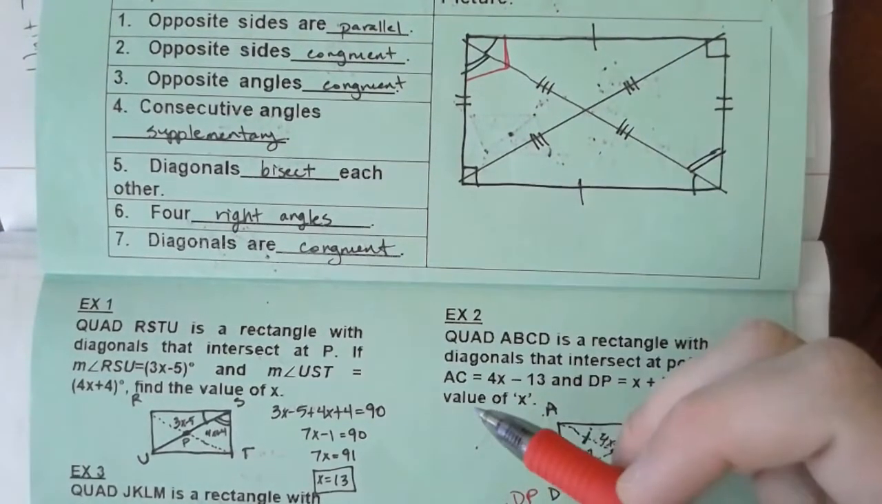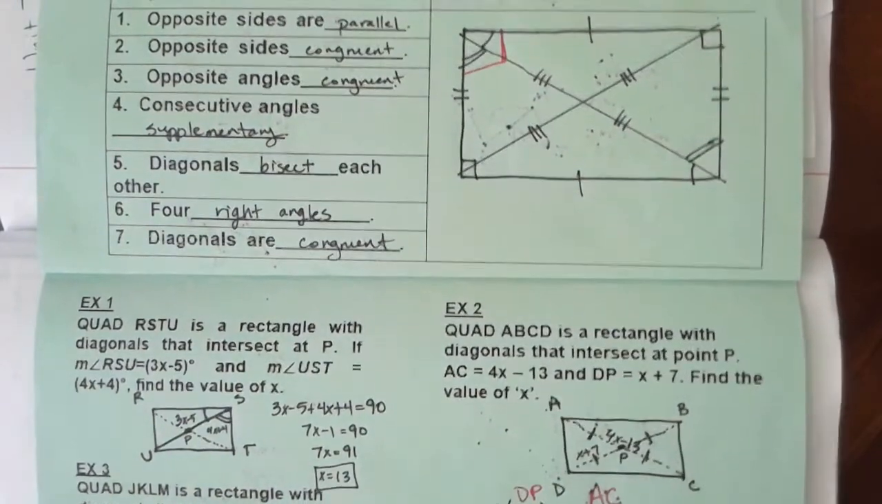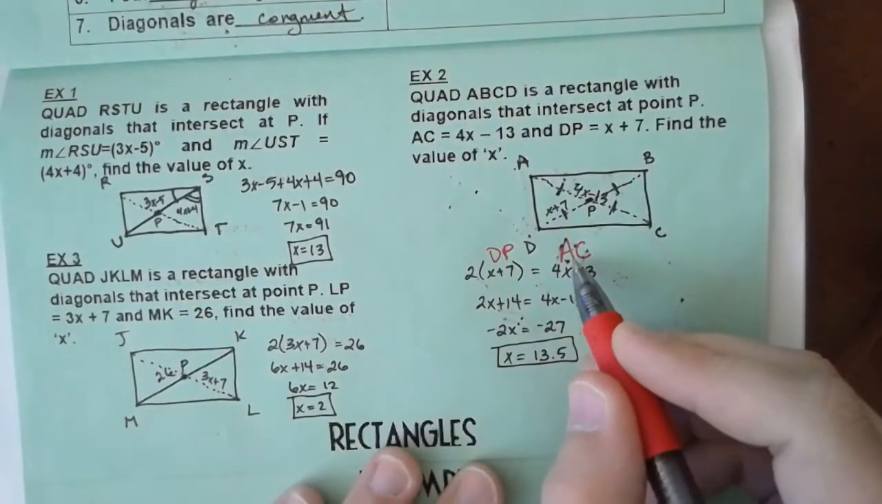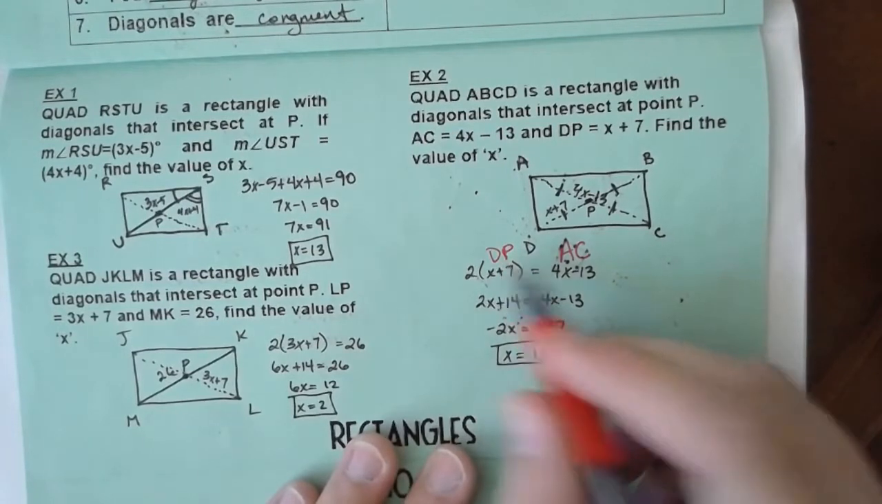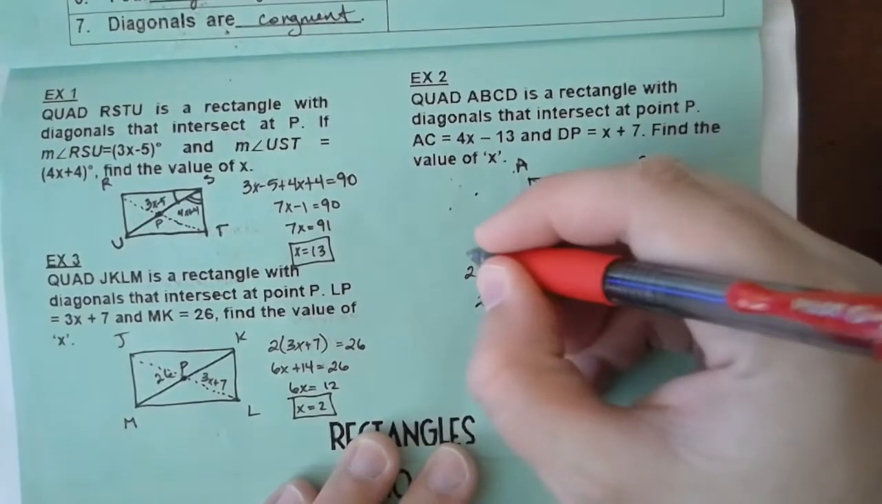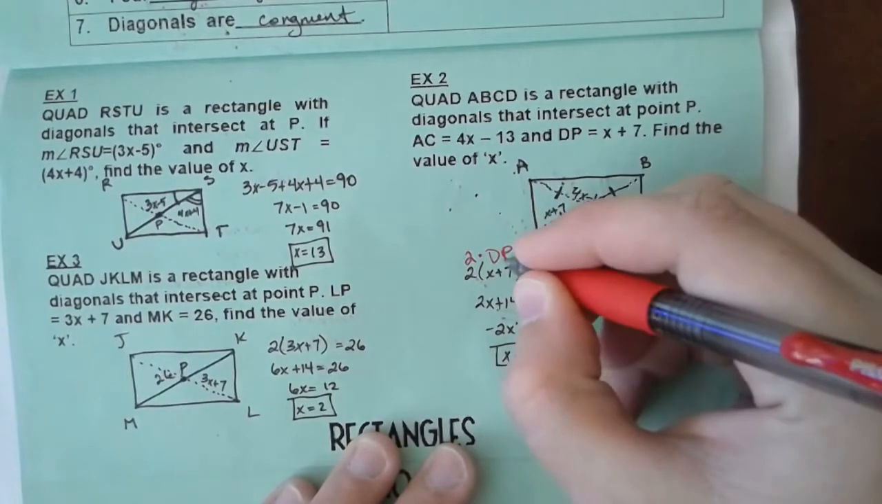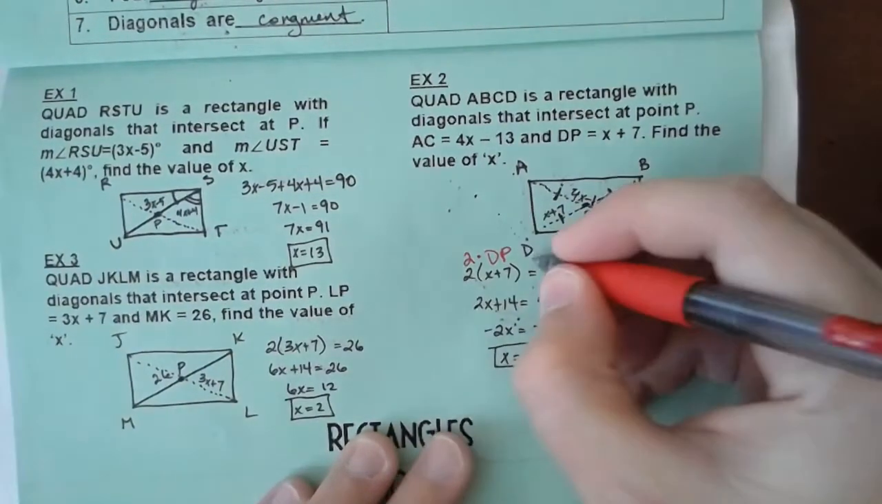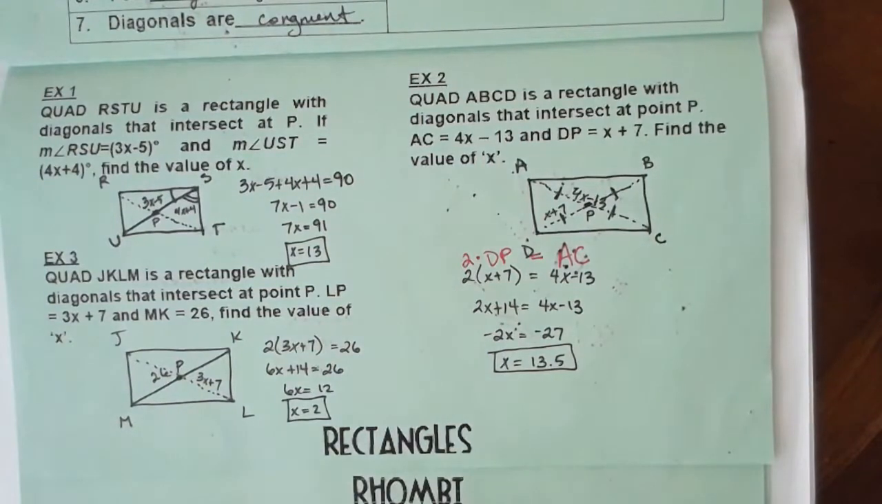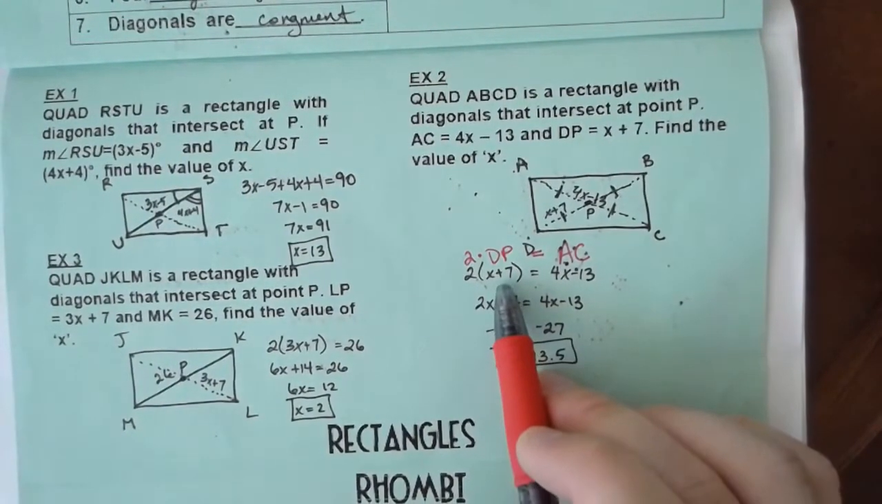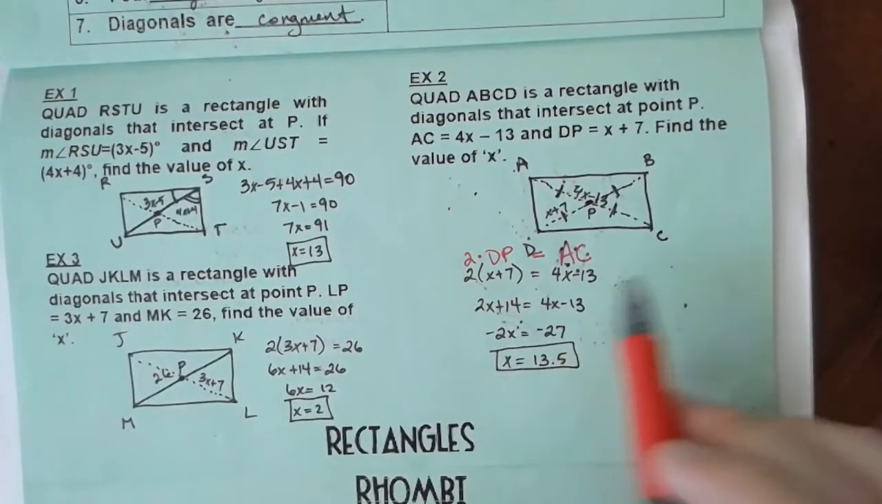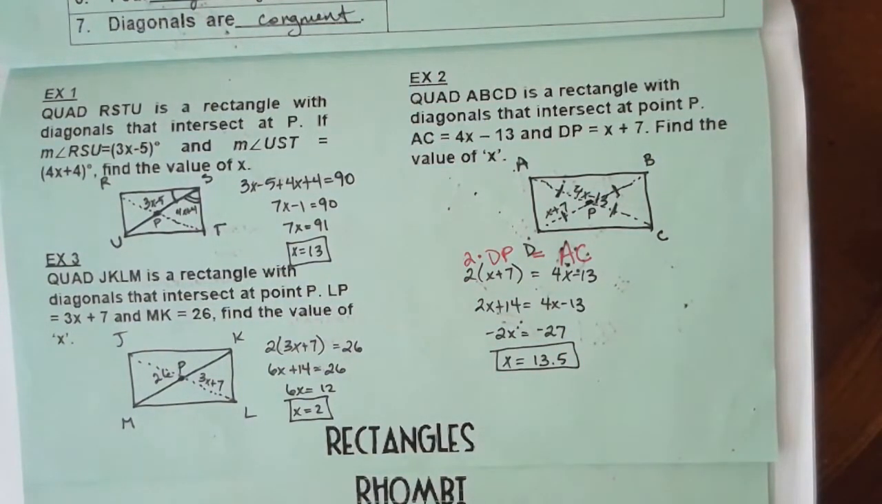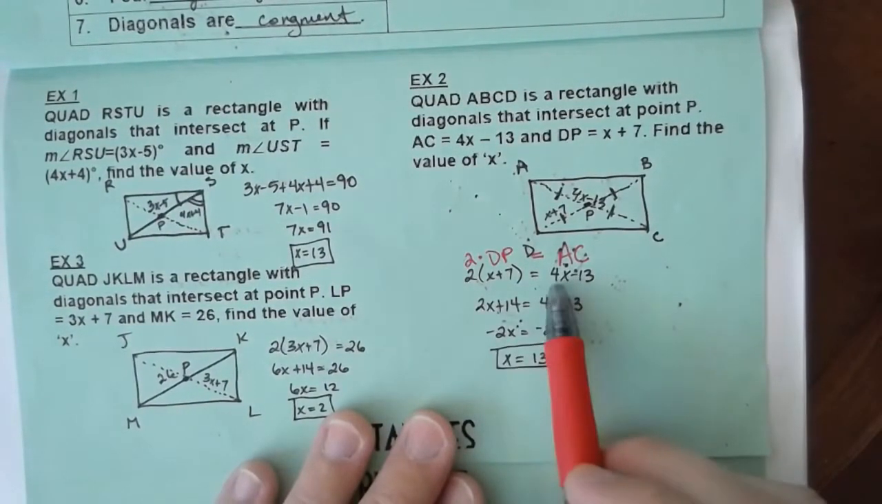Two half diagonals are the same as one whole diagonal. So this is a whole diagonal, this is a half diagonal. If I want to set up an equation where these two are equal, I have to take 2 times the half diagonal to equal the whole diagonal. So I've got 2 times x plus 7 is equal to 4x minus 13. I can't say x plus 7 is equal to 4x minus 13, because x plus 7 is just a half diagonal. I have to say a whole diagonal plus another whole diagonal.